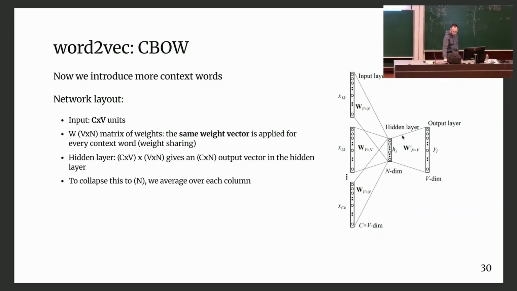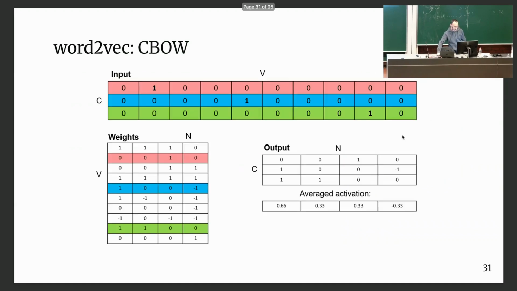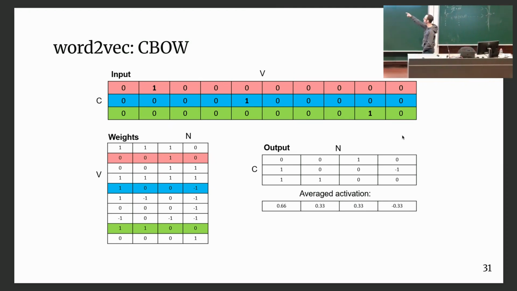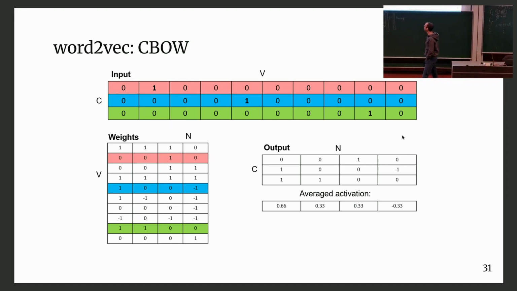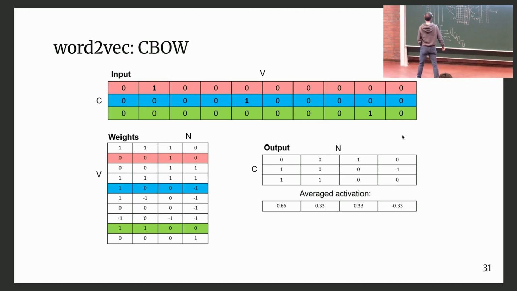And then the idea is, if you just have enough data, then the vectors that you get in this W matrix will be good representations for the different words that you have. So here you can see an example. My input, it's rotated, so I have 3 context words, each of them being a one-hot encoded vector of length v. This is my weights matrix as it looks currently.